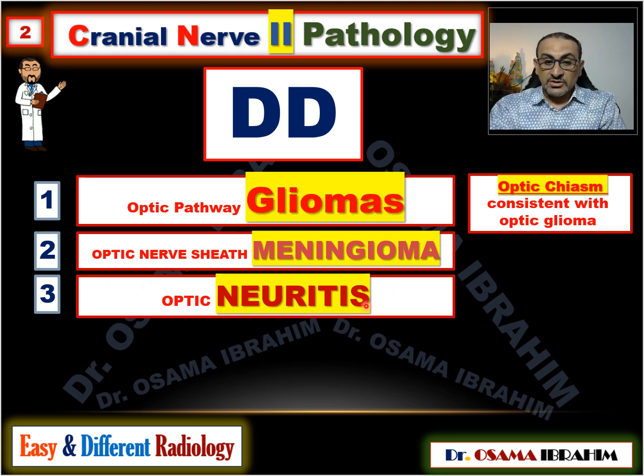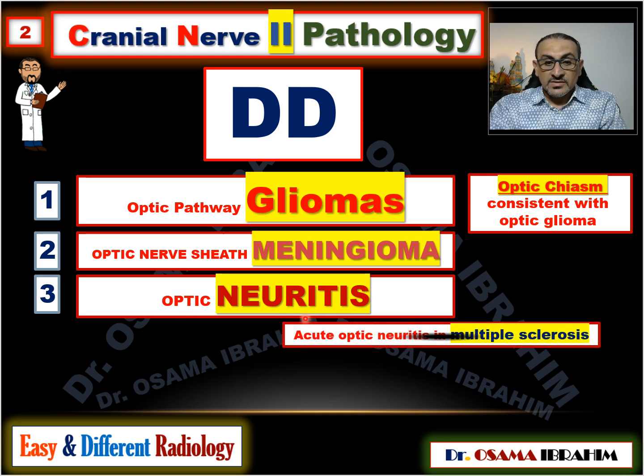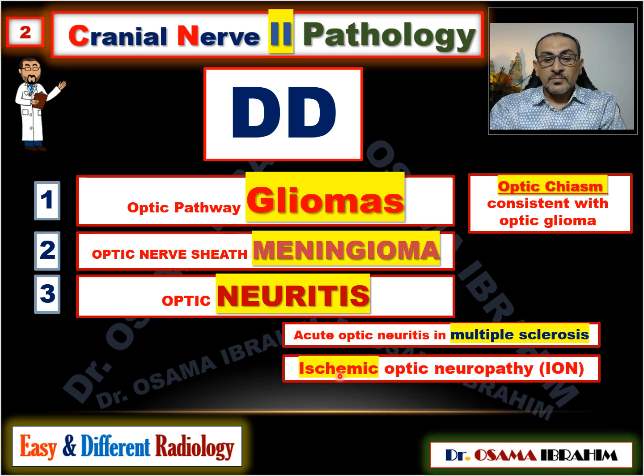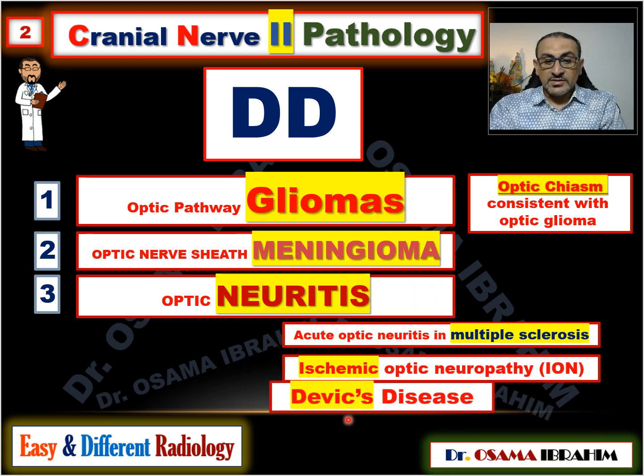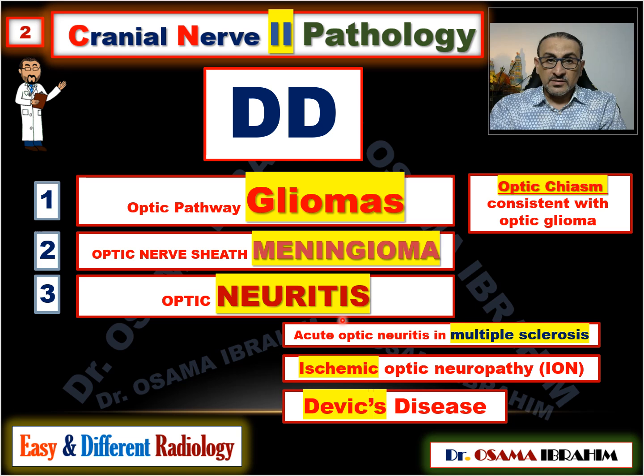The third pathology which can occur in the optic nerve is neuritis, and neuritis is also one of the most important pathologies that can occur in the optic nerve. In my presentation today I will talk about three types of neuritis: acute optic neuritis associated with multiple sclerosis, ischemic optic neuritis, and Devic disease, as we will see in the next slides.